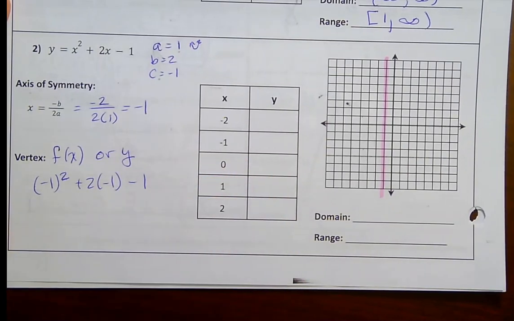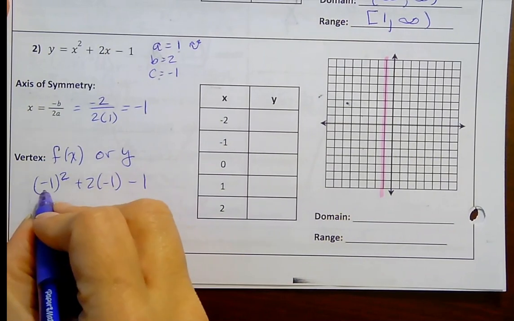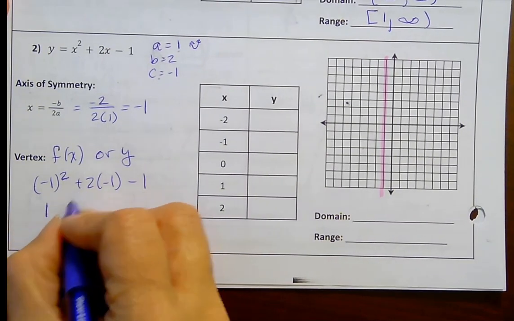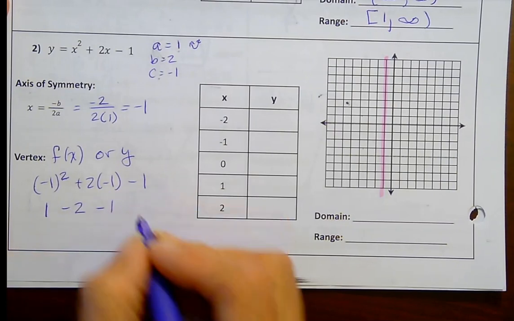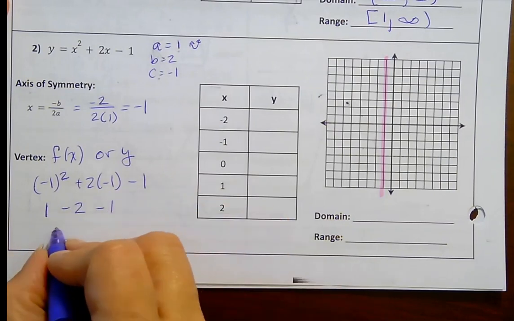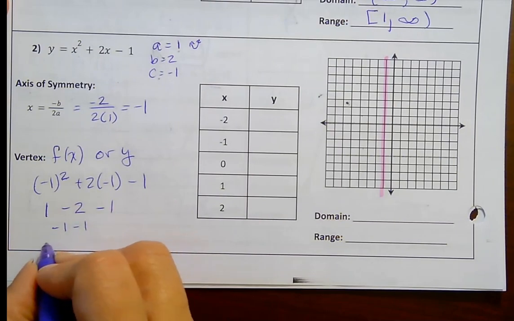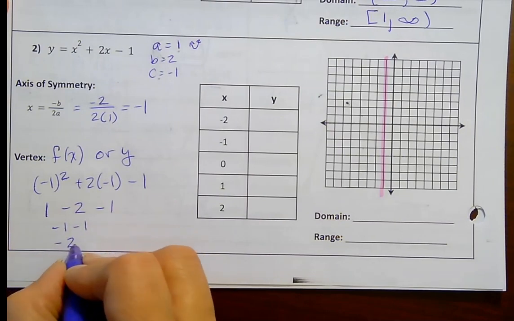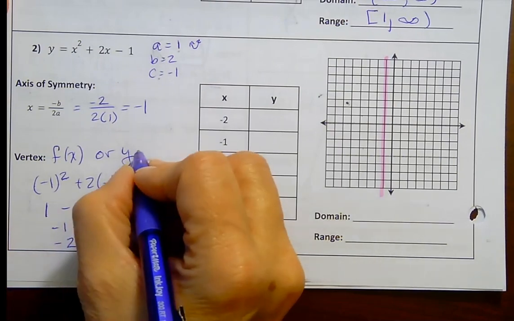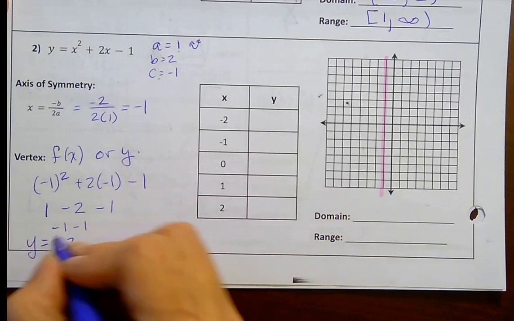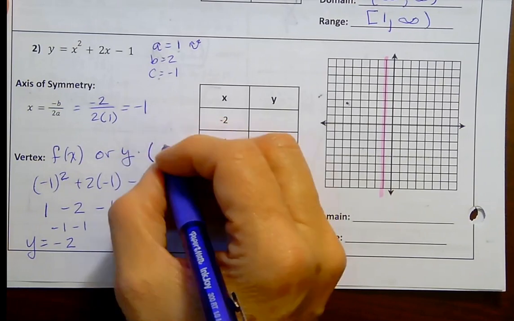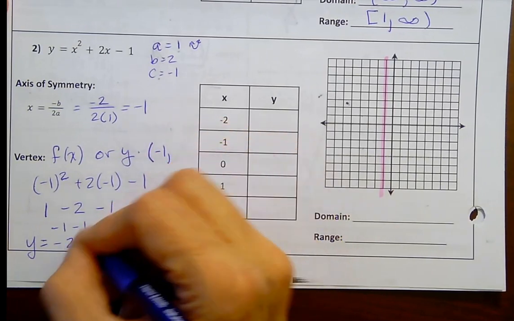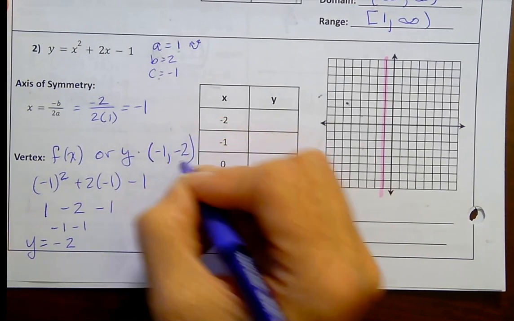It's negative, so really be careful. Definitely use parentheses so you can keep track of what you're going to end up with, okay? Negative 1 times negative 1 is positive 1. 2 times negative 1 is negative 2, and I bring down that negative 1. 1 minus 2 is negative 1, minus 1. Negative 1 minus 1 is negative 2. So my y value is negative 2. My vertex then is the xy, where x is negative 1 and y is negative 2. Okay?